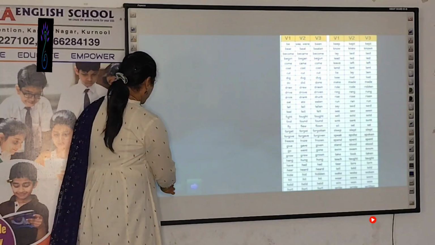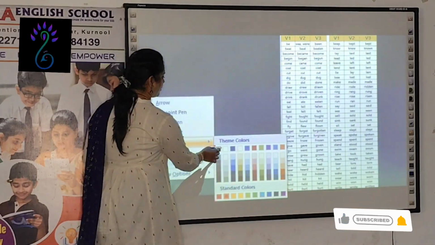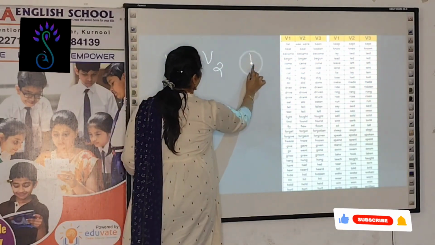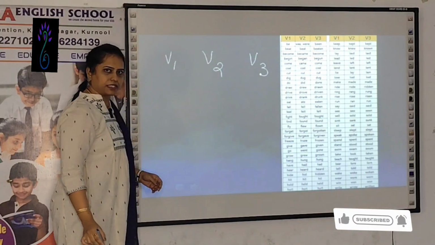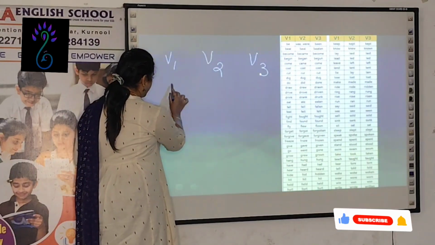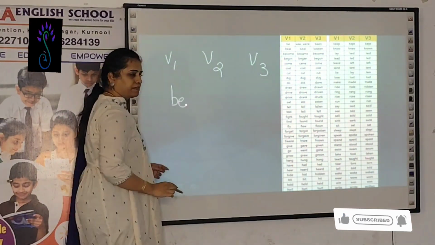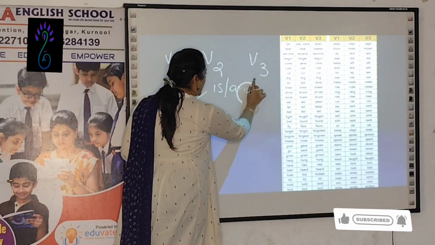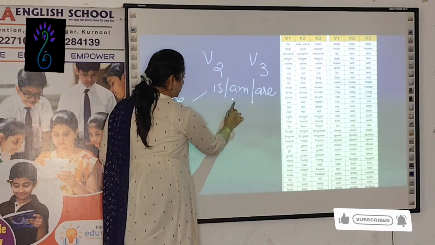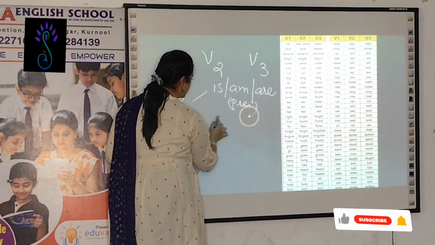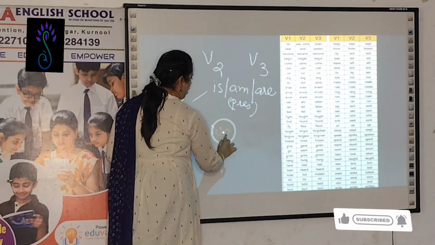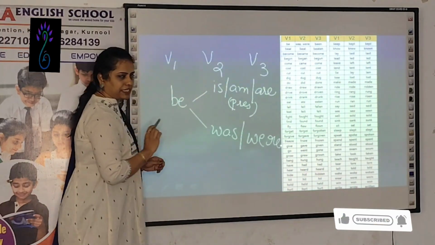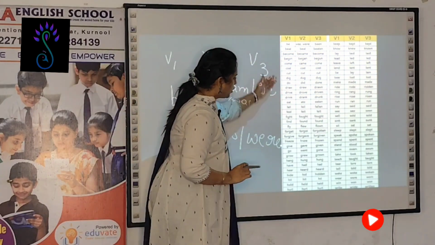So verbs are of 3 forms. V1 is present tense, V2 is past, and V3 we call it the past participle, isn't it? So first, you remember the be forms. Is, am, are are be forms in present tense. Okay, children. Then was, were are be forms in past tense. Remember these be forms. Then we'll move on.